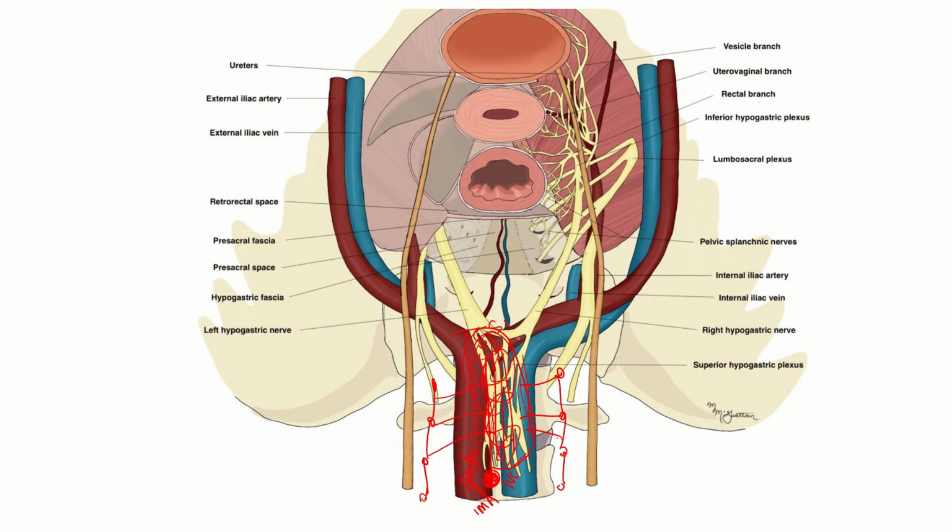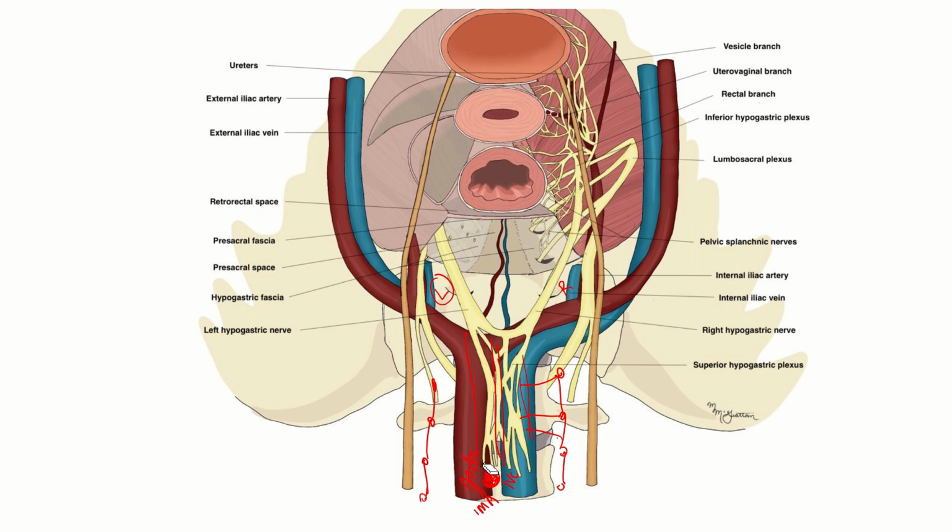It divides into right and left hypogastric nerves. So this is the left hypogastric nerve and this is the right hypogastric nerve. You can see these hypogastric nerves pass through the uterosacral ligament and they form the inferior hypogastric plexus at the level of the paracervical tissue. This is where inferior hypogastric plexus are formed.